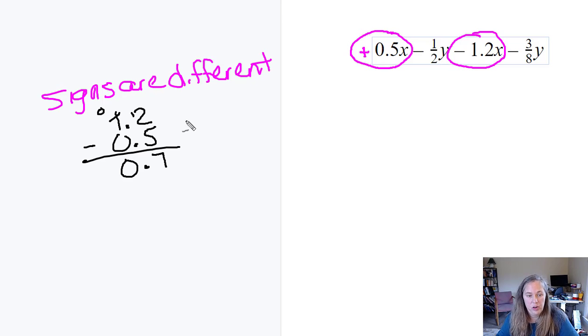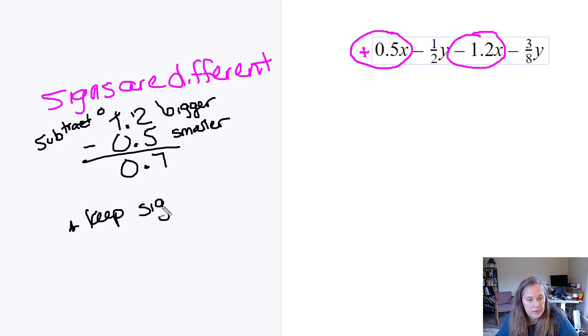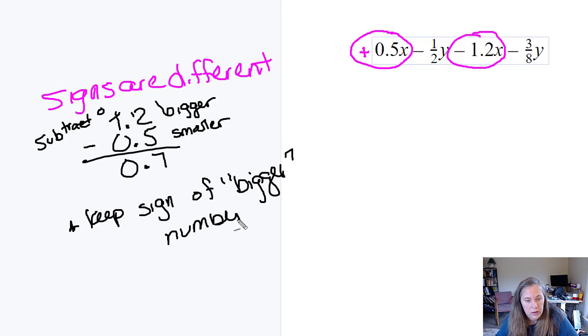Okay, so you subtract the bigger minus the smaller. We ignored the signs. And then, so when signs are different, subtract and keep the sign of the bigger number. So we subtracted, and the bigger number is the 1.2, so this is going to be negative 0.7x. Nothing to freak out about.